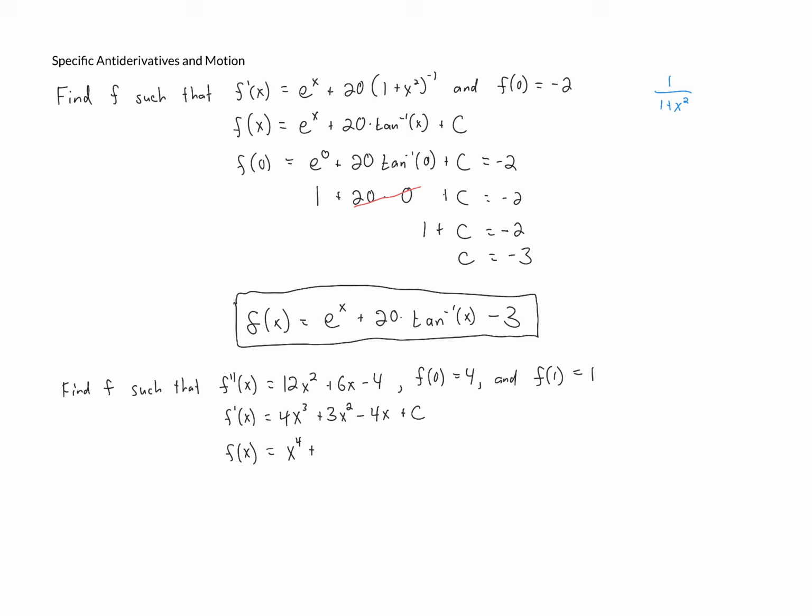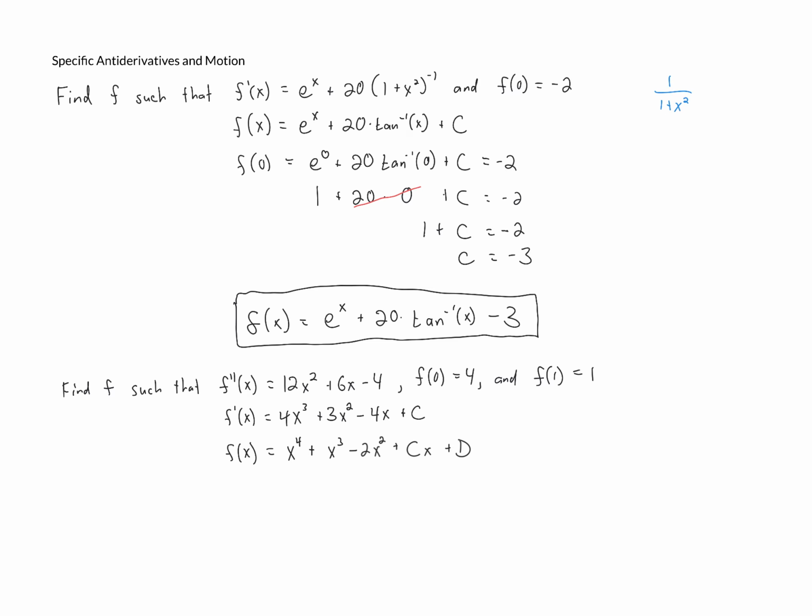Plus, the antiderivative of x squared is x cubed over 3, but that over 3 gets rid of the 3 out front, so we've just got x cubed here, minus the antiderivative of 4x. Well, the antiderivative of x is x squared over 2, and if we take that 4 and put it over 2, that gives us 2. Plus, the antiderivative of c is cx, and then plus we have a d there, because we have antidifferentiated, so we need that constant that goes at the end.